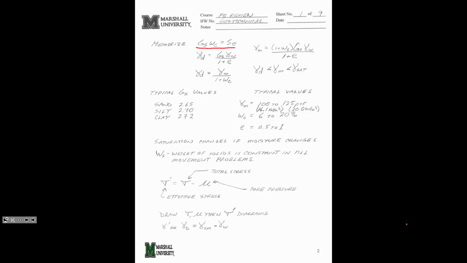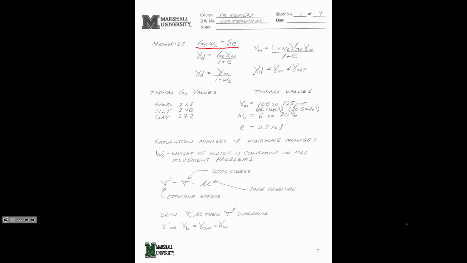One of the big ones is the specific gravity times the moisture content equals the saturation times the void ratio. And that one can get you a lot. You'll know typically 2 or 3 of those real easily, and then you can use that to convert back and forth. Know the difference between dry unit weight, moist unit weight.